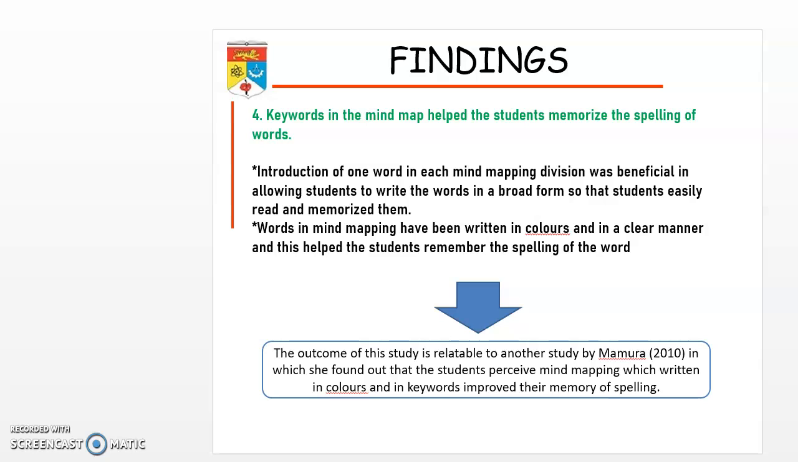Next, students also think the keyword in the mind map helps them to memorize the spelling of the word. So the introduction of one keyword for each branch made it easier for the students to remember the words. The interesting colors and also a bold form of written words made the students remember the words more easily. This is also correlated to another study by Mamura 2010, in which they found that students who received mind map with written colors and keywords improved their memory of spelling.